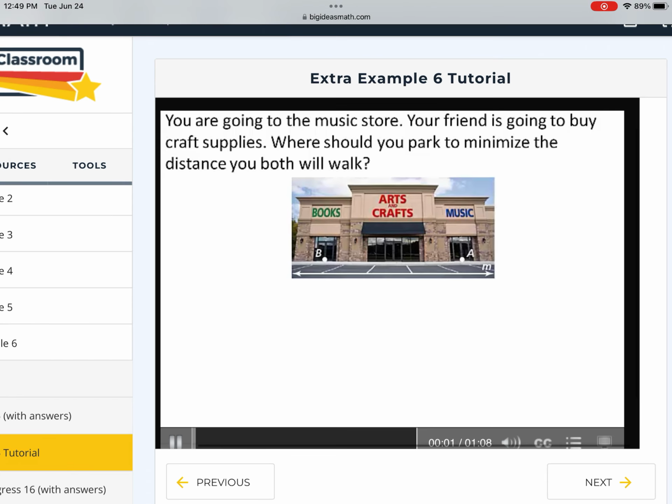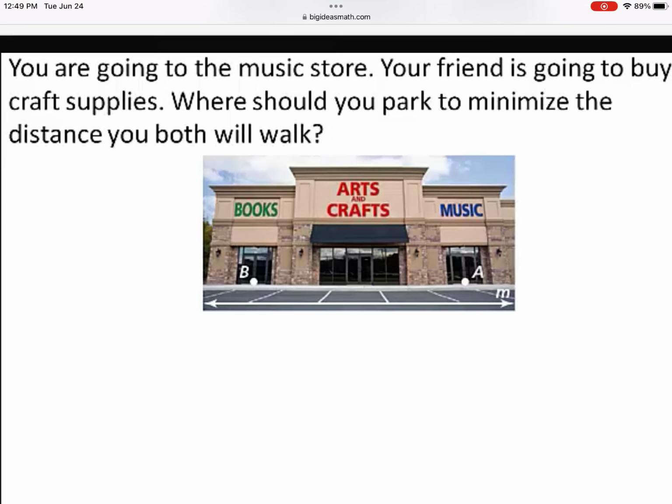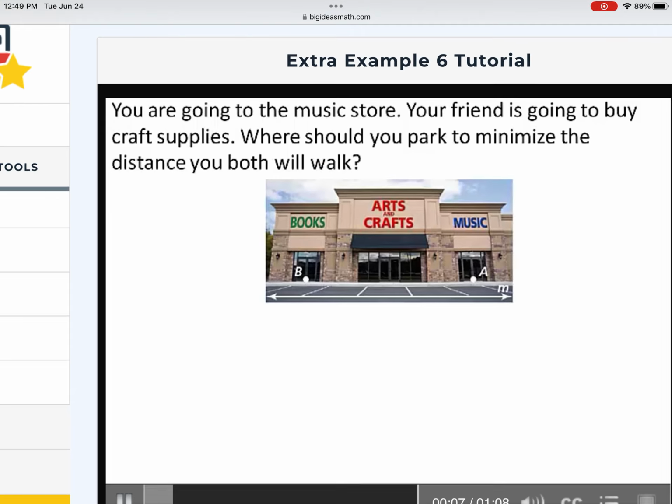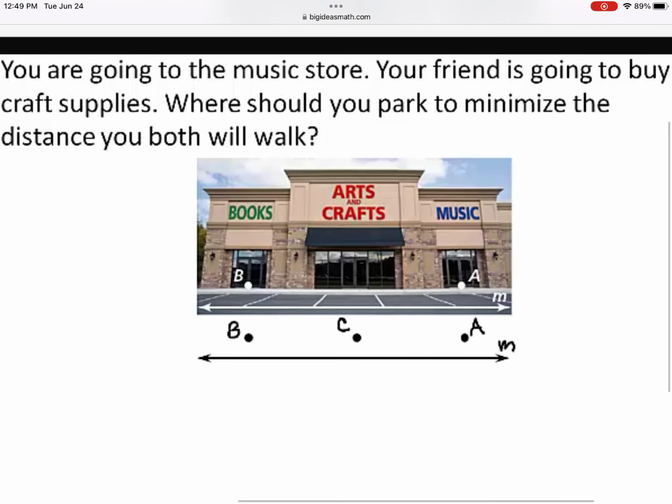You are going to the music store. Your friend is going to buy craft supplies. Where should you park to minimize the distance you both will walk? Let C be in front of the arts and crafts store on the same line as segment AB. First reflect C in line M to obtain C'. Then draw segment AC'. Label the intersection of segment AC' and M as D.